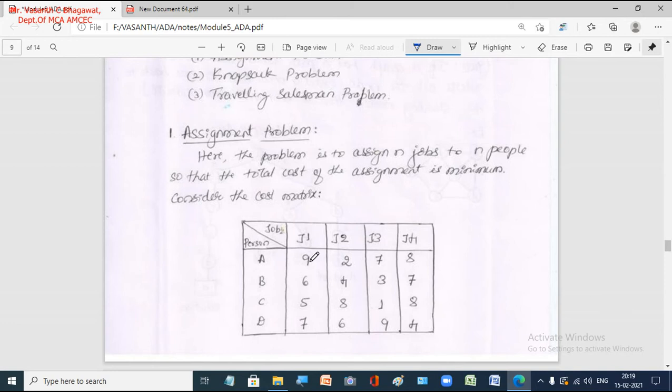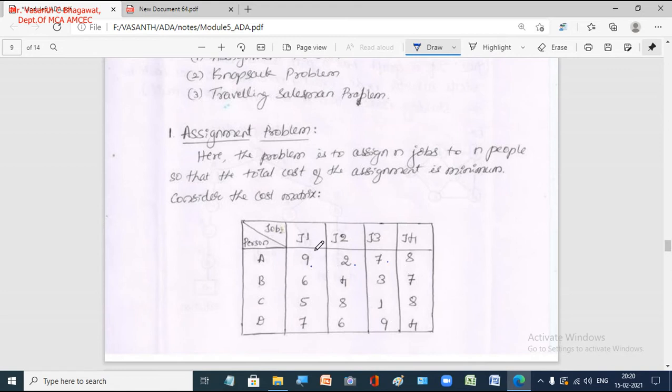Exactly one job is to be assigned to one person, and in this matrix certain values are given. These are called the cost. That means if I assign job 1 to person A, the total cost incurred is 9 units. If you assign job 2 to A, the total cost incurred is 2 units. If you assign job 3 to A, it is 7, and job 4 to A, it is 8. Like this, all the costs are given, which we call a cost matrix.